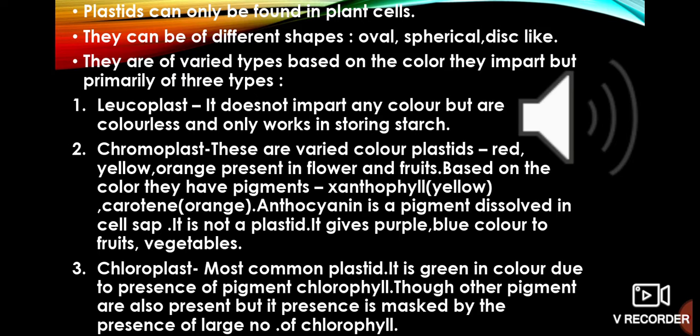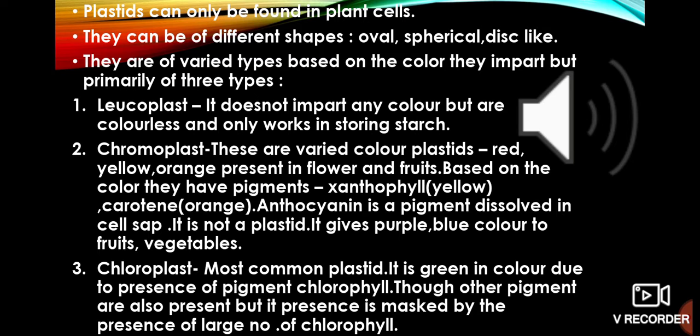They can be of varied shape. On the basis of the colors they impart, they are basically of three types. Number one is leucoplast. Leucoplast is a colorless plastid. It does not give any color. It does not have any pigment which could impart color. Instead, it stores food, and the storage of food is in the form of starch.